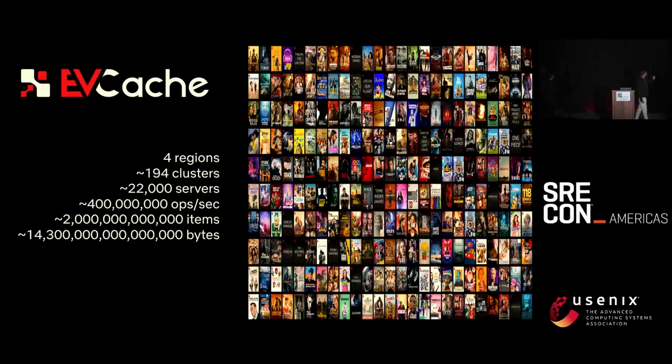Let's look at the fleet overview that we operate. EVCache operates in 4 different regions: US East 1, US West 2, Europe West 1, and US East 2. We run 200 clusters spanning 22,000 servers, serving 400 million operations per second, spanning 2 trillion items, taking 14.3 petabytes of storage. Now, we will show you how we run this without a nosebleed.